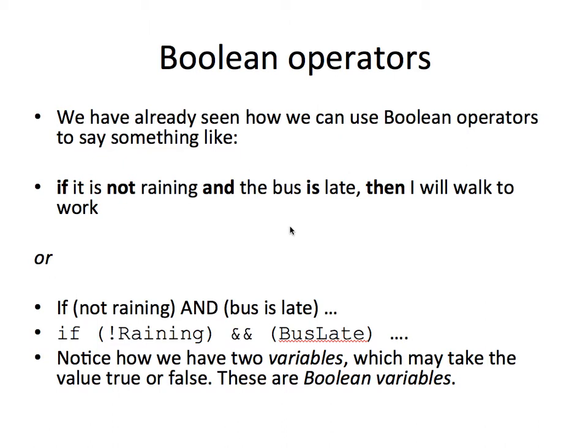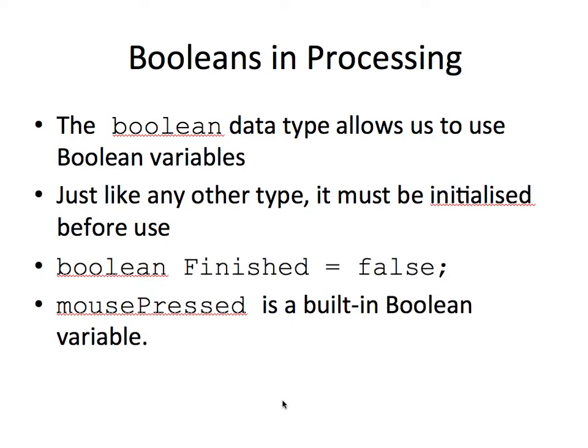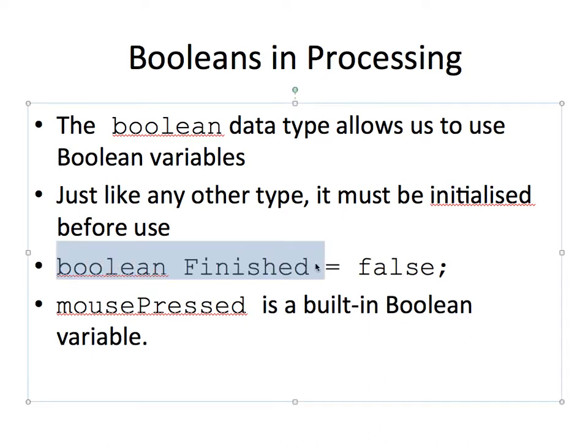But we need to be able to create our own variables in order to represent these Boolean values for raining and bus late. So these are Boolean variables, and the Boolean data type allows us to use them. Rather than using an int variable, we can declare a Boolean variable to store a true or false value, and these can come in very useful. Just as before, we declare a variable with a type first, then a name, and then we can initialize it to some value, say false.